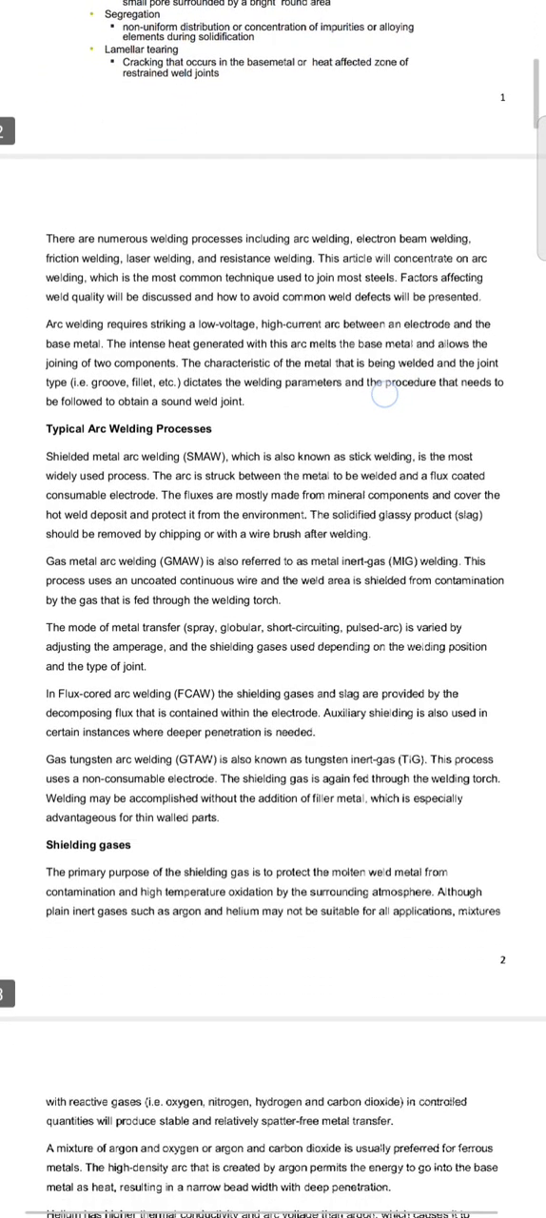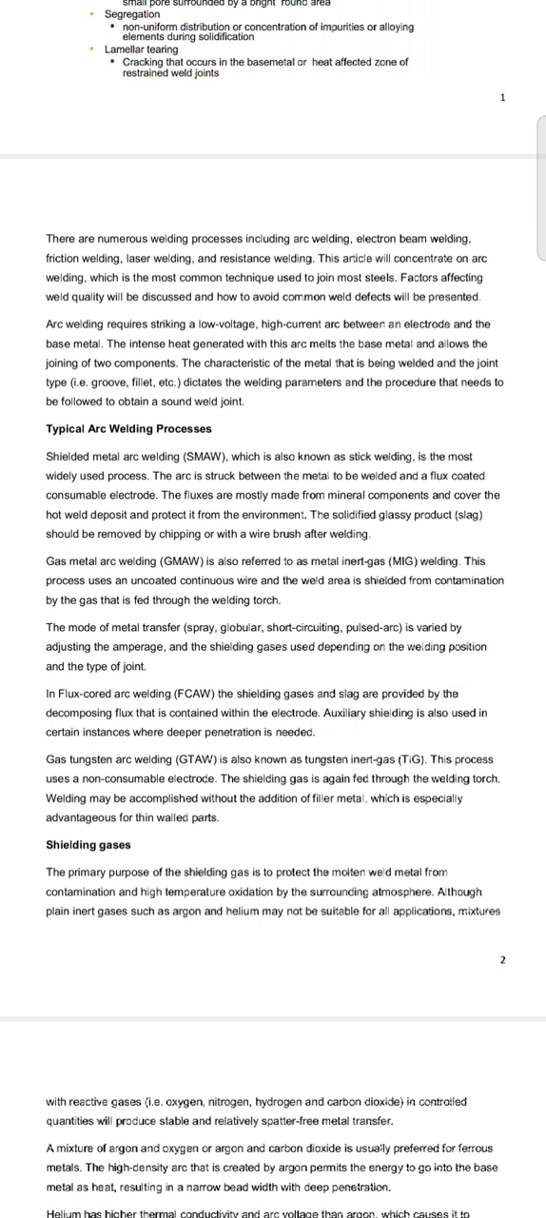Typical arc welding processes. Shielded metal arc welding (SMAW), which is also known as stick welding, is the most widely used process. Gas metal arc welding (GMAW) is also referred to as metal inert gas (MIG) welding. This process uses an uncoated continuous wire and the weld area is shielded from contamination by the gas that is fed through the welding torch.